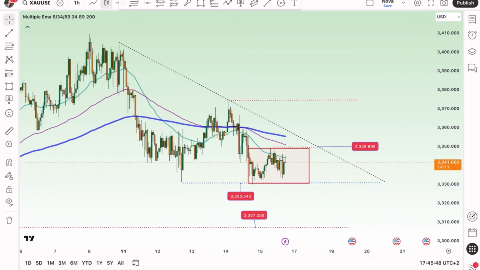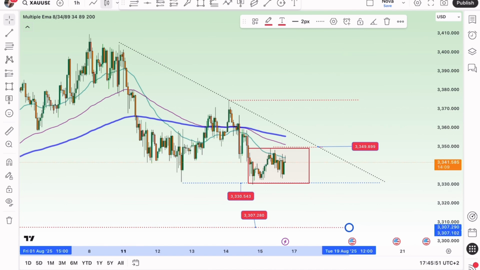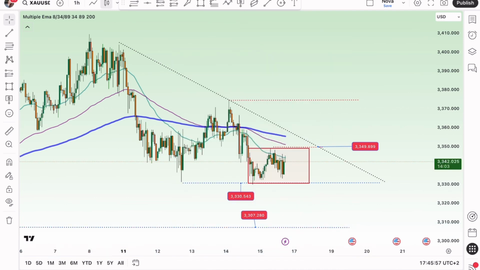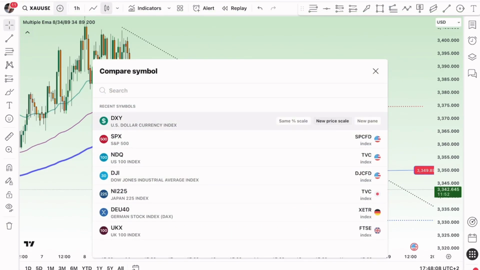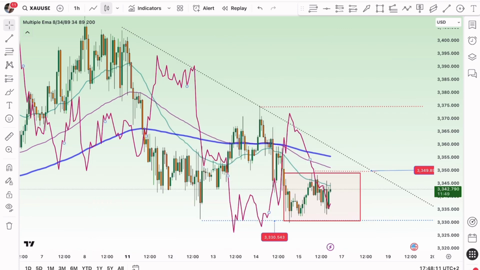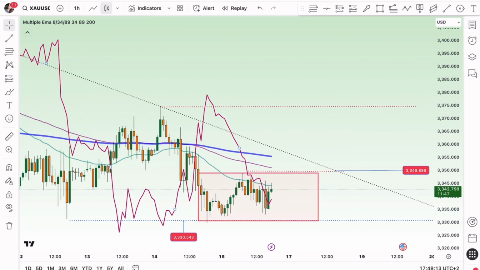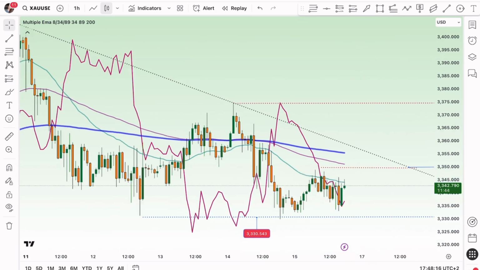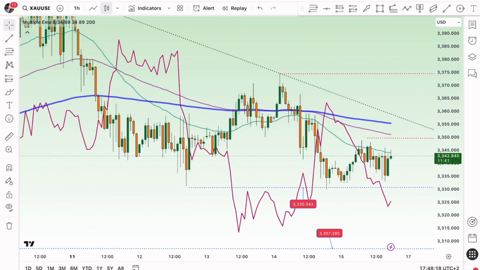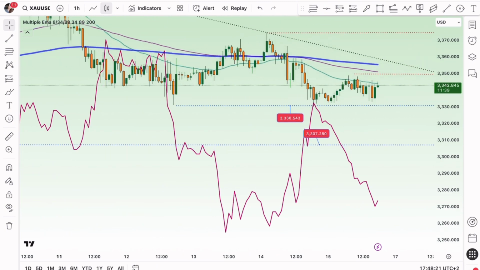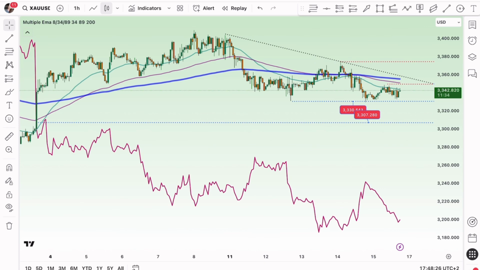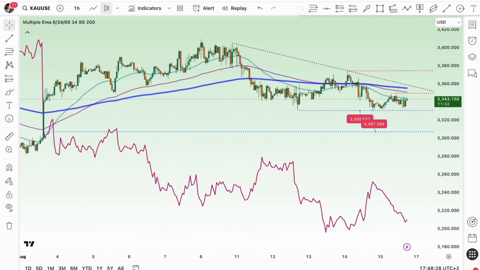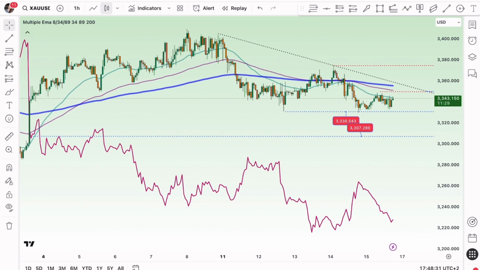And next, step 2. Check the DXY for confirmation. After you have a setup on the gold chart, quickly switch to the DXY chart. If gold is showing a sell signal, which means going down, check if the DXY is at a strong support level and showing signs of moving up, like a hammer or bullish engulfing candle.